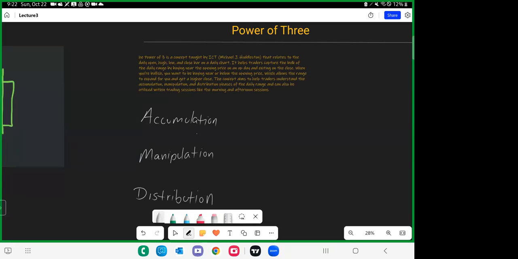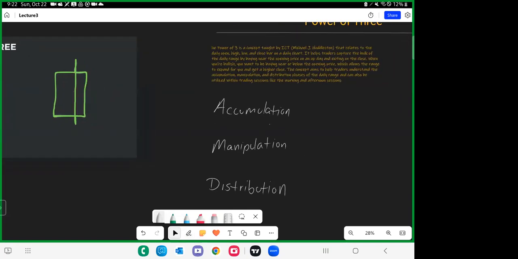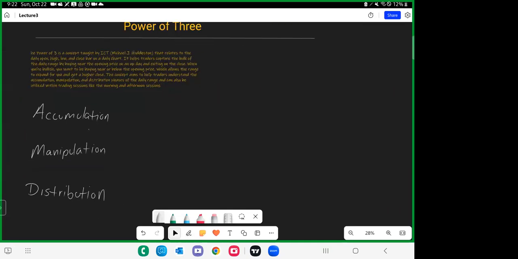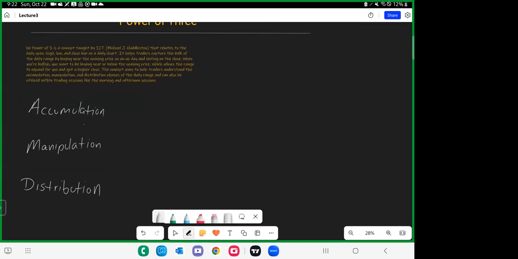All right, the concept aims to help traders understand the accumulation, manipulation, and distribution phase of a daily range, but we can just say any range, right? Because that concept is fractal. Okay, so power of three, right? Now, when I think about power of three, the most important part of that is because that is what explains a candle. All right. That is what explains an up close candle. That is what explains a down close candle, right? Obviously, we know a down close candle is open, high, low, close.